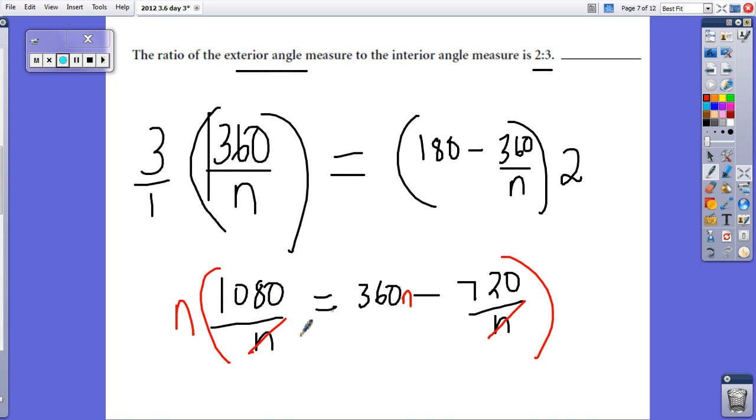I'm going to add 720 to both sides. So I'm going to get 1800, which equals 360n. So I divide both sides by 360, and I get an answer of 5. So the number of sides is 5. It is a pentagon.